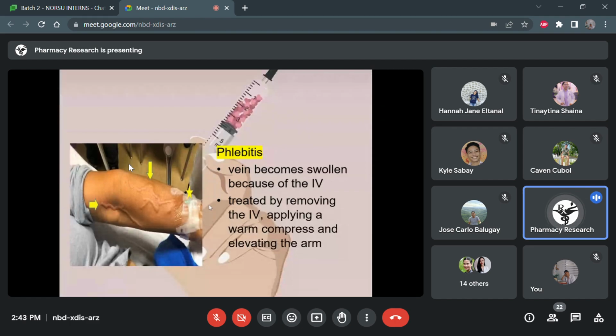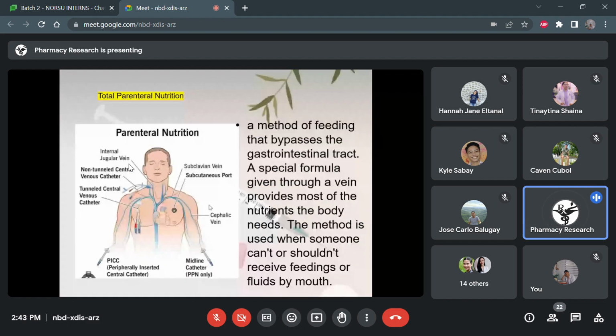Next is TPN. This is a method of feeding that bypasses the GI tract. It is a special formula given through a vein that provides most of the nutrients the body needs. The method is used when someone can't or shouldn't receive feedings or fluids by mouth, like those who can no longer swallow. So, we will give TPN.